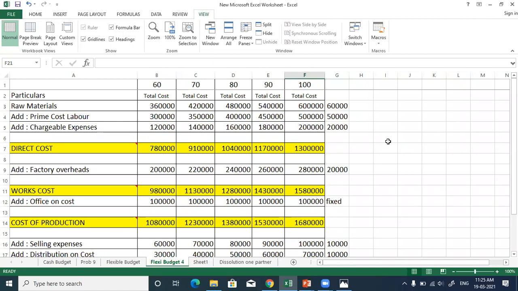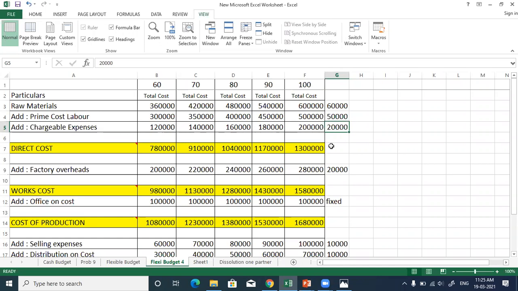gap level, at a bracket level. So bracket level here, raw material at every 10%, 60,000 is increasing. Prime cost labor is increasing at 50,000. So 350, 4.5 and 5 lakhs. And chargeable expenses increasing 20,000 for every 10% increase. So 1,20,000, 140, 160, 180, 2 lakhs.